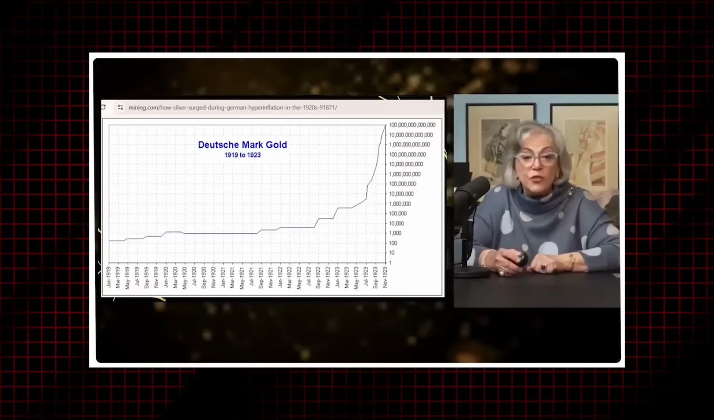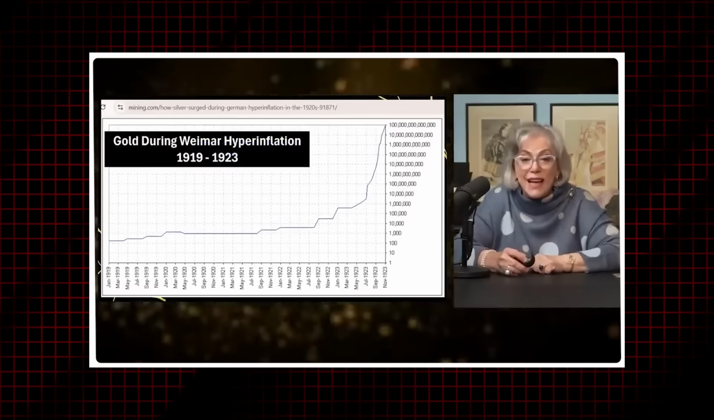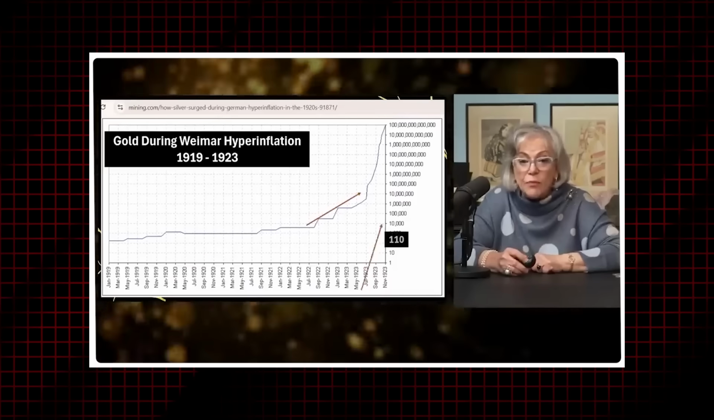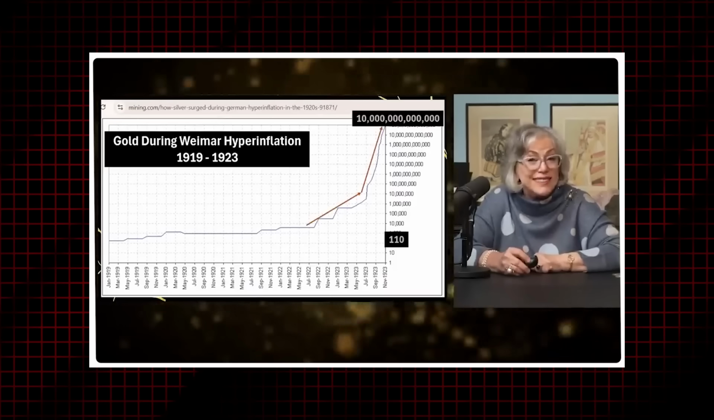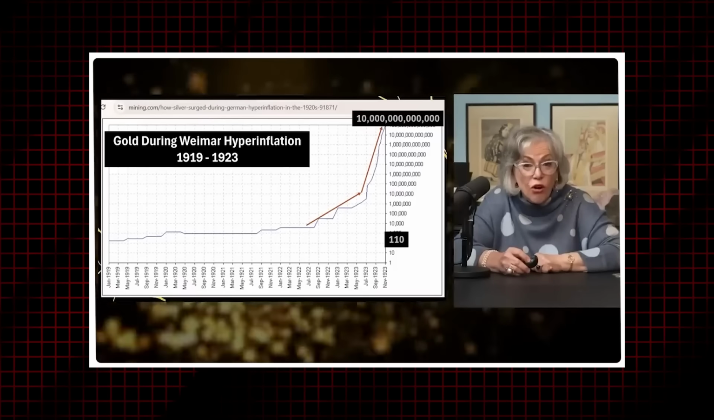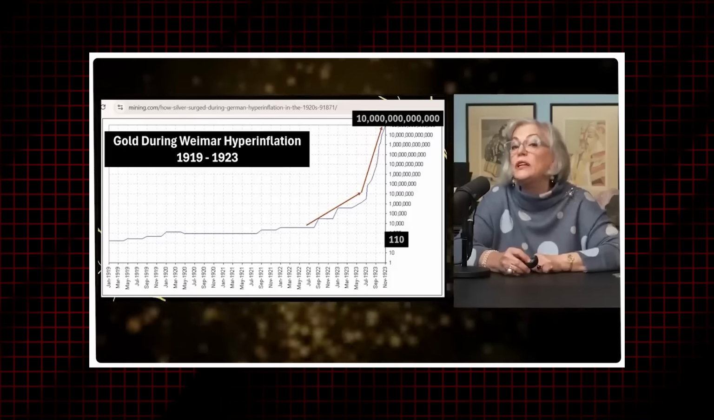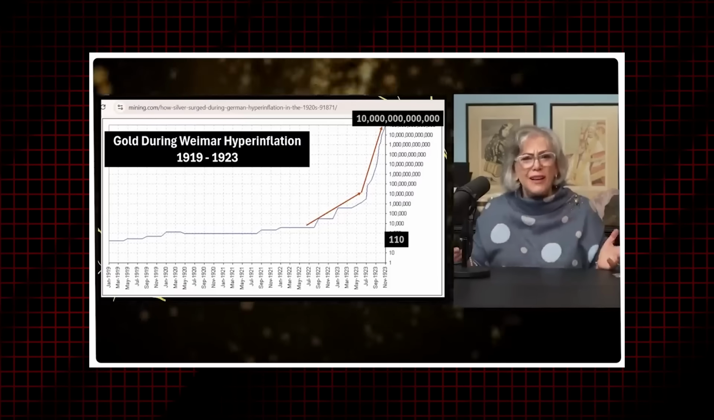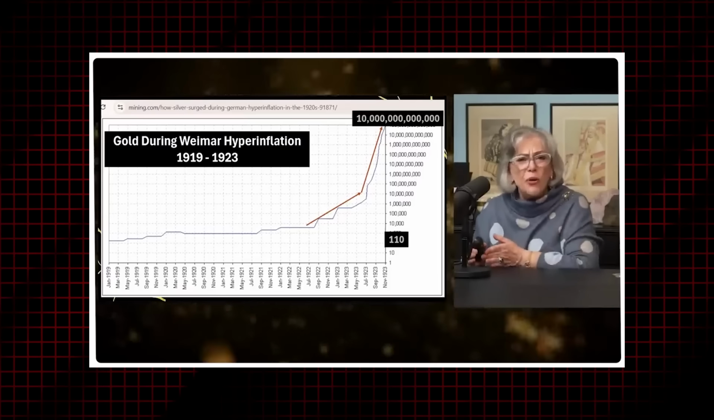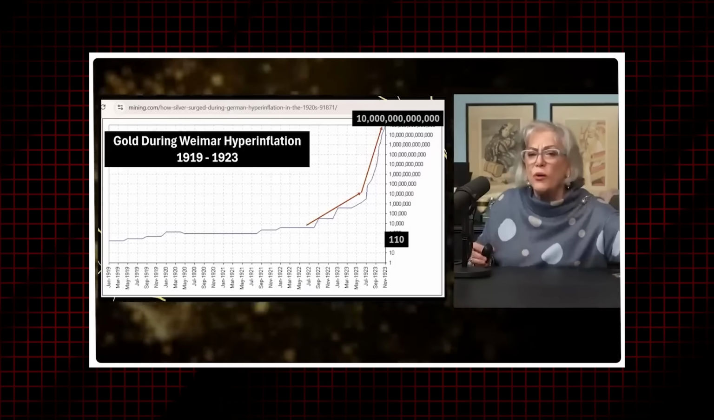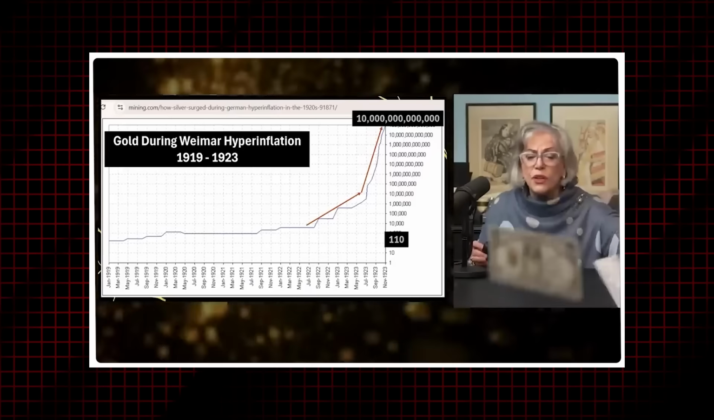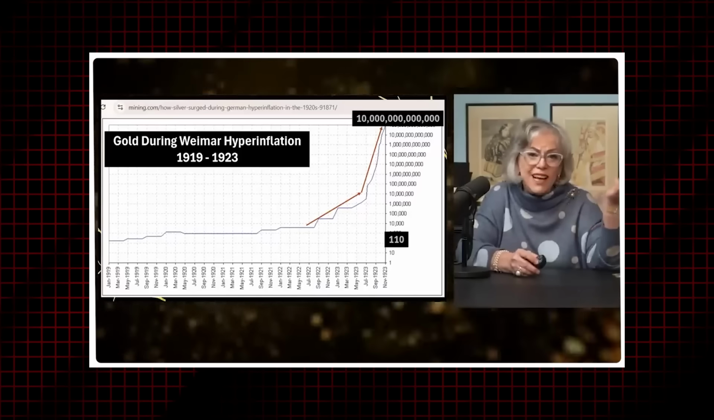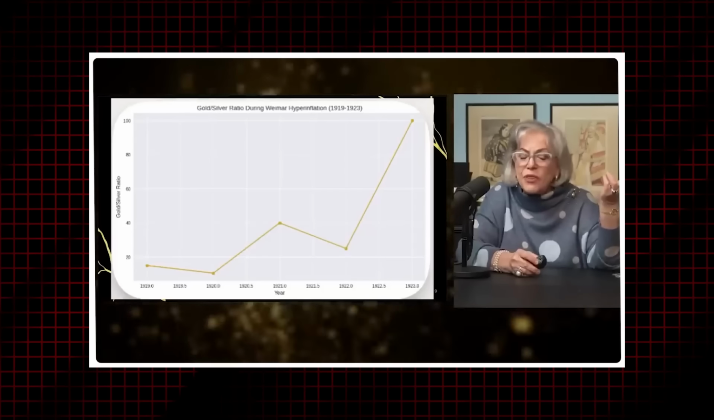But here is what happened to gold during that same period of time, or the spot gold market. Same period of time. That started out at 110 marks per ounce of gold and went up to 10 trillion marks per ounce of gold. And by the way, guys, is this really gold and silver going up, or is it the mark going down because of all of the money printing that the government did to pay for all of the spending that they weren't earning? It's the same thing today.